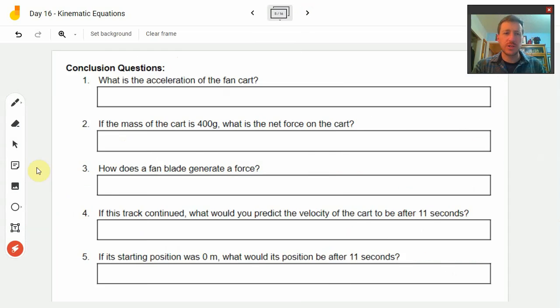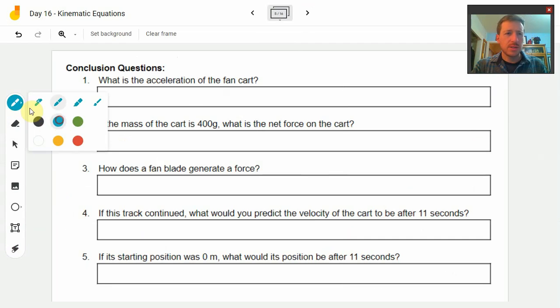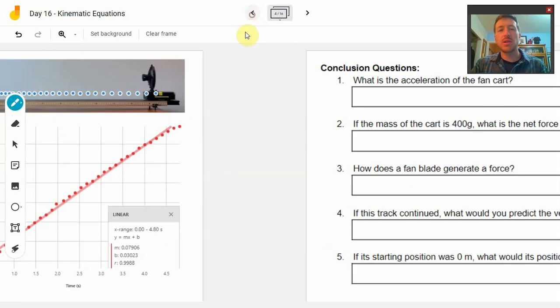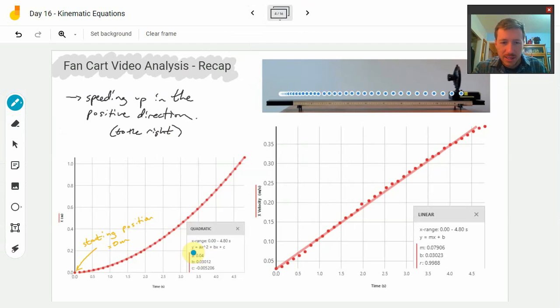There are a few conclusion questions I had you guys consider, and I want to talk about those right now because a few people were a little bit off on these, and I want to set the record straight. The first one, and this is a big one, is what is the acceleration of the fan cart? A lot of you saw this little a here on the quadratic equation that I gave you and assumed that that is the acceleration. That is not the acceleration of the fan cart.